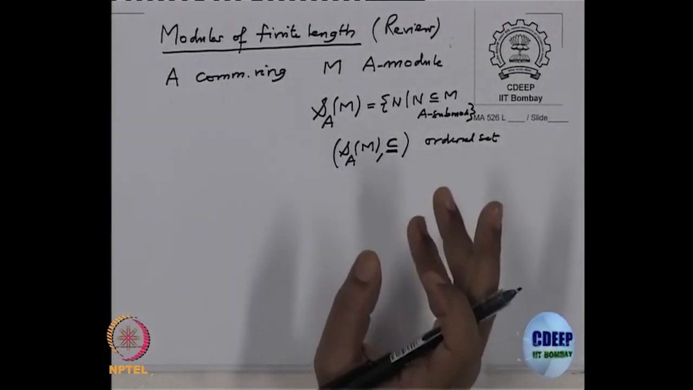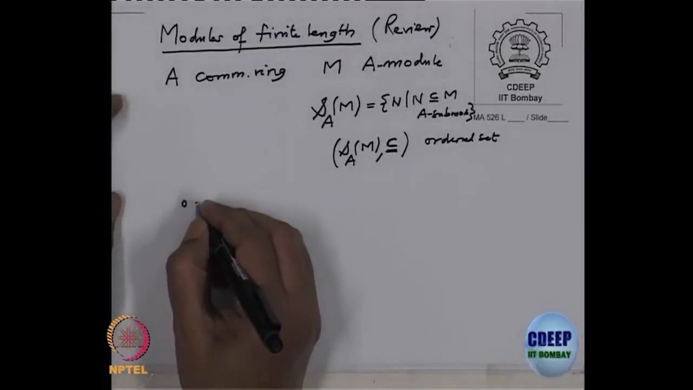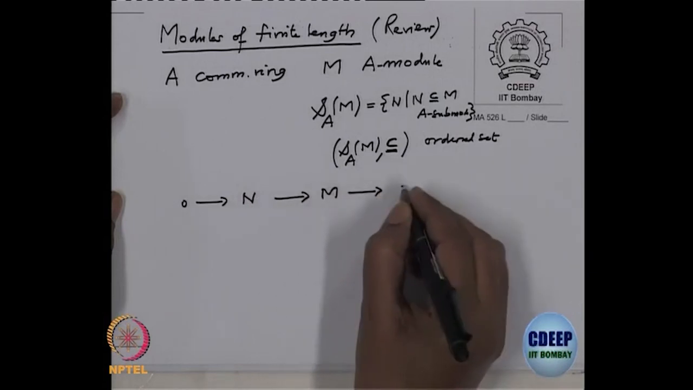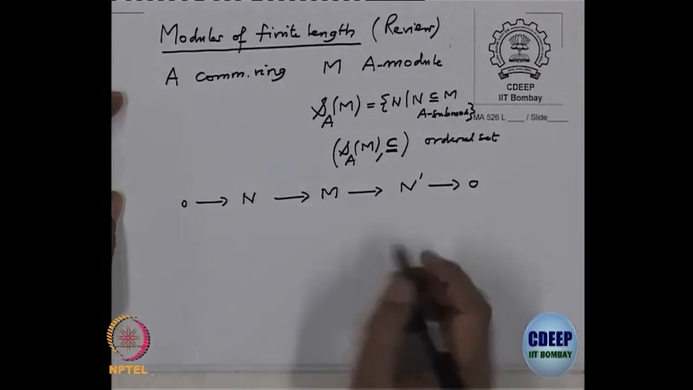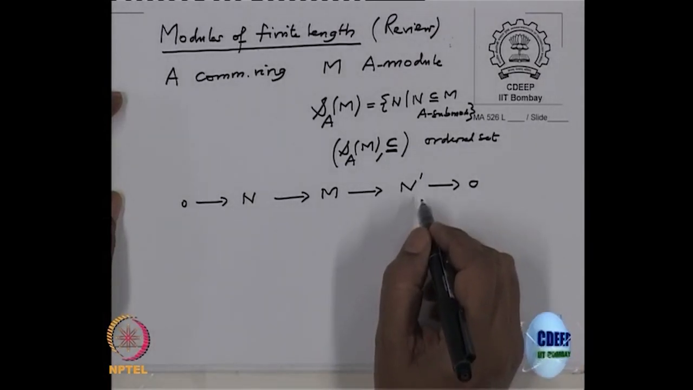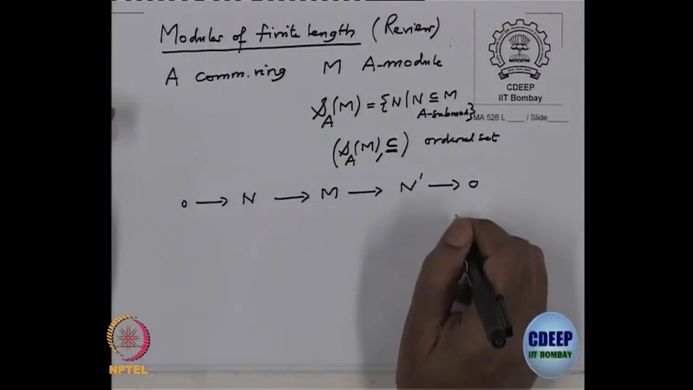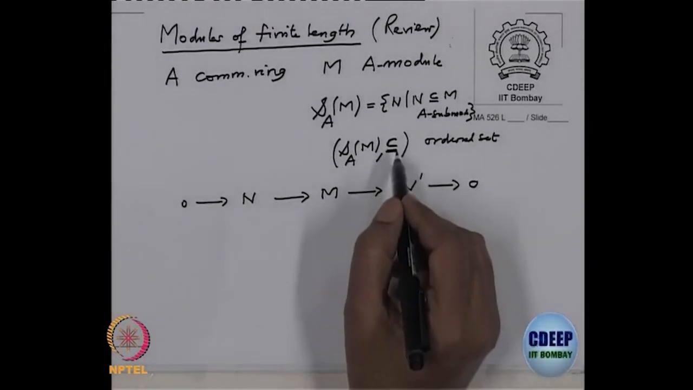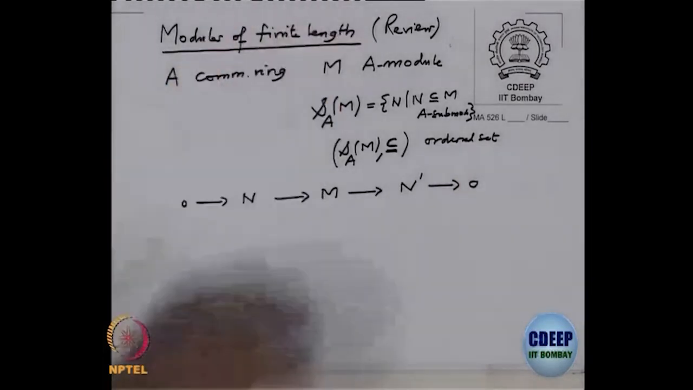So, for example, if you want to show that if you have a short exact sequence 0, N, M, N prime, and if the middle module is Noetherian, then the other two modules are Noetherian. Same statement: if M is Artinian, then if and only if these two are Artinian. How will you prove it? You just change the order, and this is really neat.